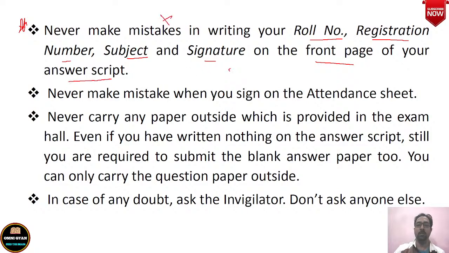Say your roll number is 20151. Now you are writing 20131. Oh, I made a mistake. Then you cut like that. Then you write 5 like that. Don't do these things. Write slowly, write nicely, because you are given 10 minutes before you are given the question paper, so that you can study.